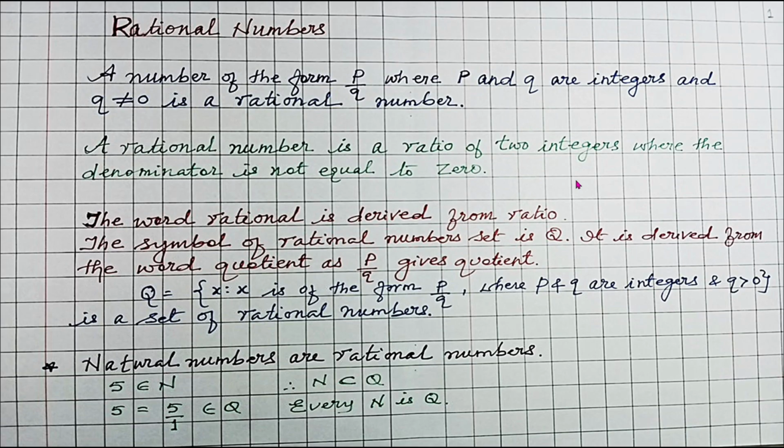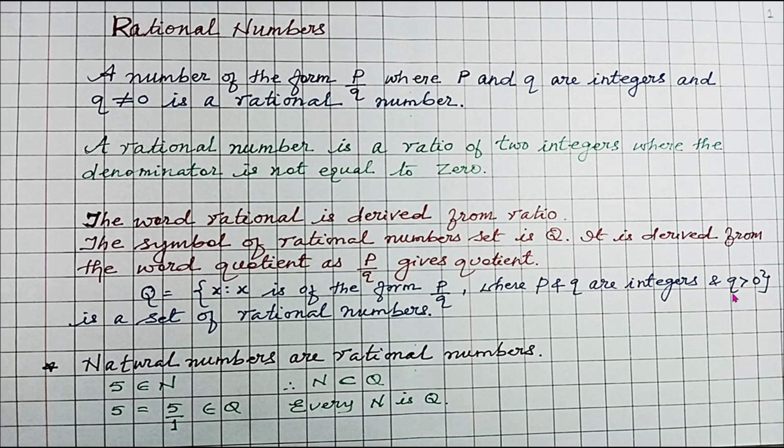The word rational is derived from the word ratio. The symbol of rational numbers is Q, which is again derived from the word quotient, because p by q gives us a quotient. Now Q is equal to, within the braces, x such that x is of the form p by q, where p and q are integers and q is not equal to 0, is the set of rational numbers.